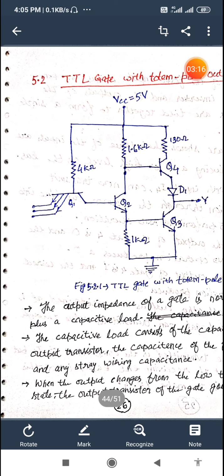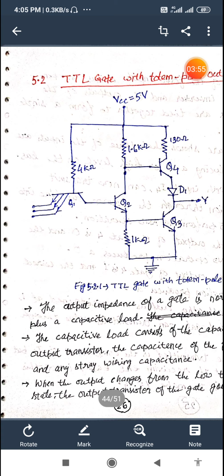When the output Y is in the low state, Q2 and Q3 are driven into saturation as in the open collector gate. The voltage at the collector of Q2 is VBE of Q3 plus VCE of Q2, that is 0.7 plus 0.2, equal to 0.9 volt, and the output is low. So we can say that output Y is equal to VCE of Q3, that is 0.2 volt.